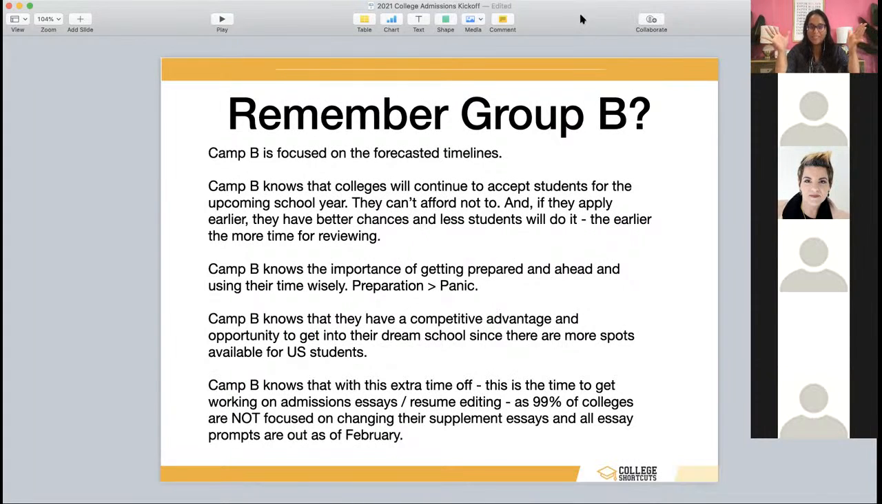And then there was Group B. Group B is like, look, I've got my forecasted timelines. I've got my calendars up. I've got my planner right here. They know colleges will continue to accept students because they can't afford not to. And if they apply earlier, they have a better chance. They already know the statistics on that. They know the power of being prepared versus panic. They know they have a competitive edge because they're going to make sure that they work hard. They know that with all this extra time off, this is the time to work on their essay, get their resume done. And they know that the prompts come out every February, and they know that they can get this done.